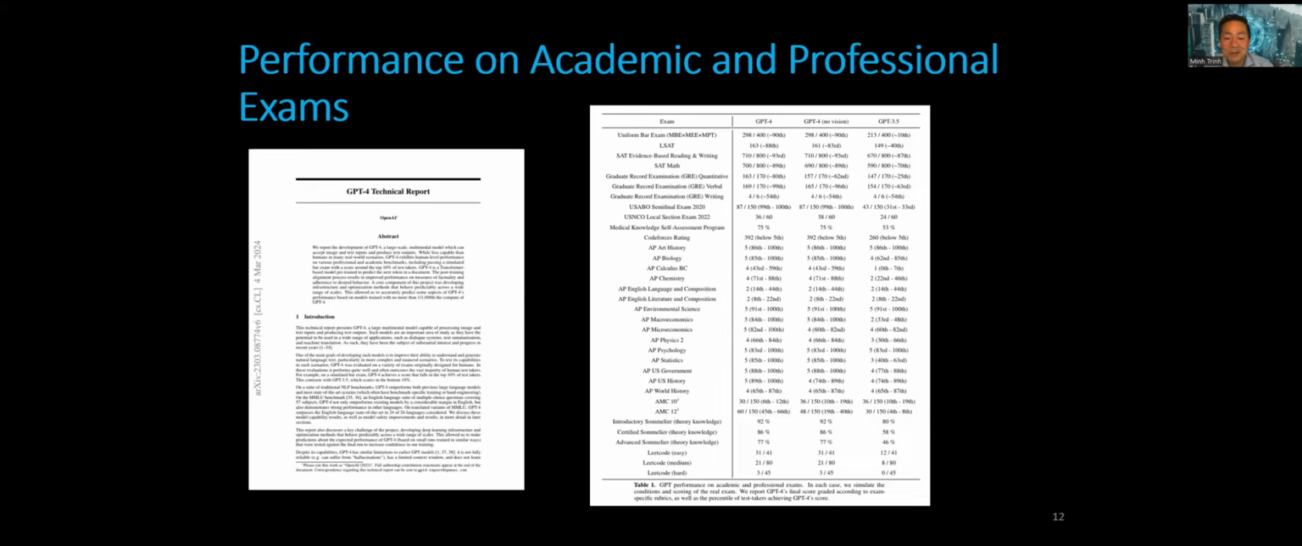AP, the Advanced Placement tests that you take in your senior year in high school, it is doing pretty well too. You see AP statistics, between the 85th and 100th percentile, US history, 89th to 100th percentile, etc. Interestingly, you see that in LeetCode, which is for coding, at the time, it was doing quite poorly.